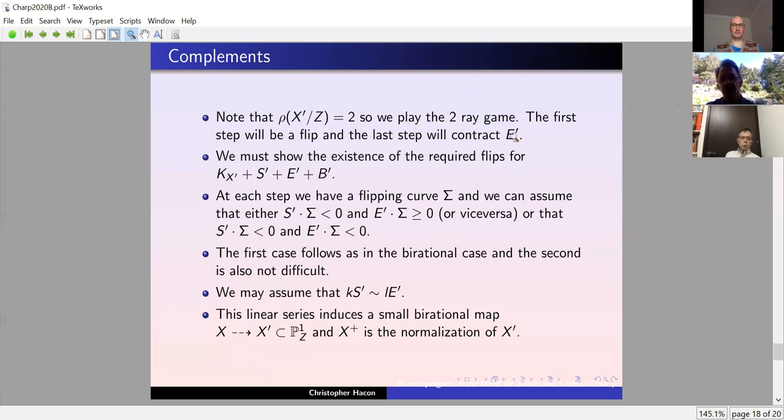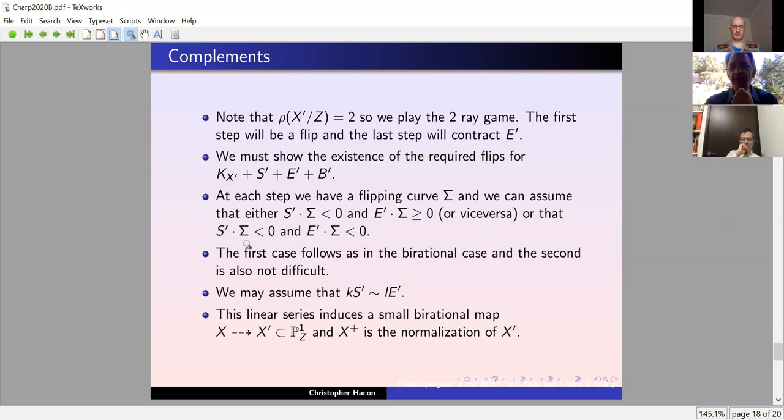Of course, in order to do this two-ray game, we need to show the existence of other flips. So now the situation is we have this pair, K_X' plus S' plus E' plus B'. We have 2 divisors of coefficient 1. And so we do a case-by-case analysis again. Essentially, you run into the situation where one of these divisors could intersect the flipping curve negatively and the other one positively. And the proof that flips exist in that situation is exactly the same as in the birational case.